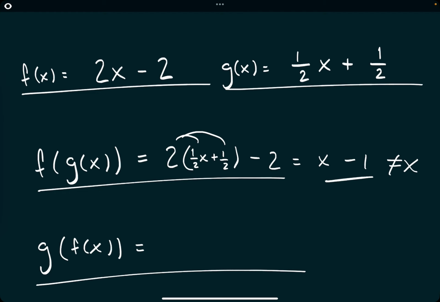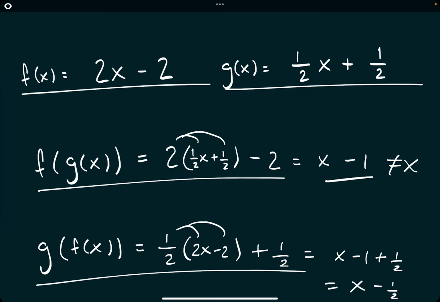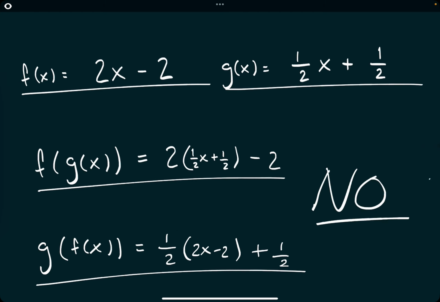So really at this point, if you got that f of g of x was not equal to x, there's no need to check g of f of x to confirm, because if one of them is not equal to x, then that is enough to say that these two functions are not inverses. But just to demonstrate, I'll go ahead and find g of f of x. We start with g, we plug in f, we distribute, and we get 1x minus 1 plus 1/2, which equals x minus 1/2, which again is very close, but it is not equal to x. So again, no, these are not inverses of one another.